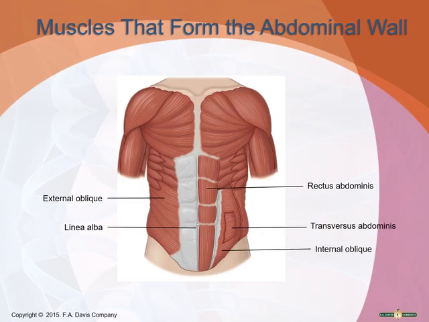The transverse abdominis compresses the contents of the abdomen. The internal oblique stabilizes the spine, maintains posture, just like the external oblique muscles. It also permits you to rotate at your waist. And then the external oblique stabilizes the spine during heavy lifting. It also maintains posture and aids in forceful expiration.